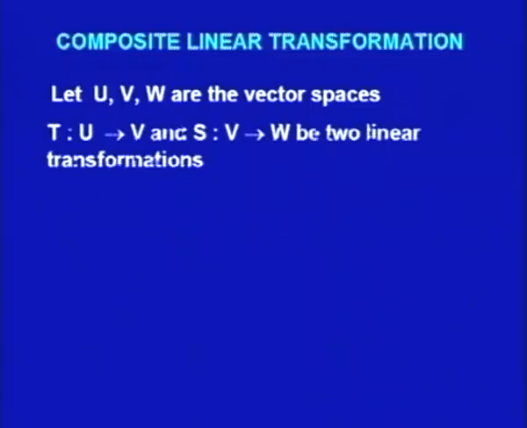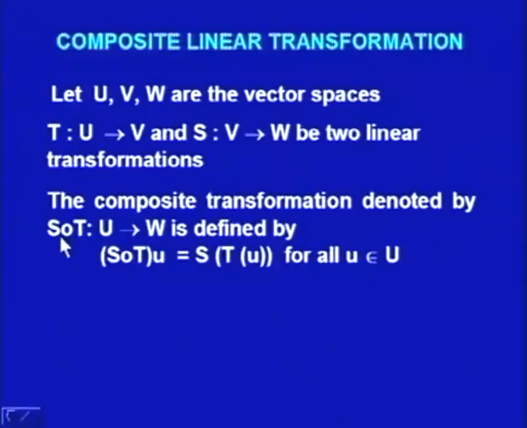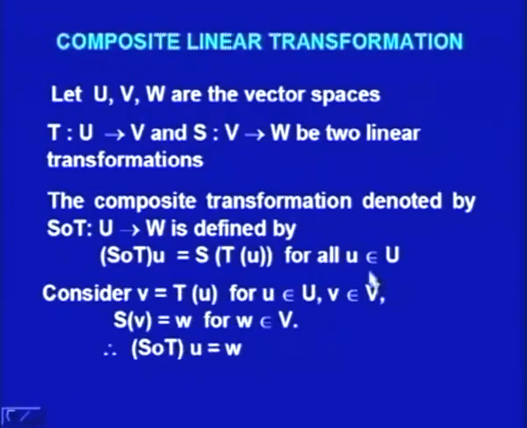So let U, V, W be vector spaces, and we have two transformations T from U to V and S from V into W. Then the composite transformation, which we denote by S composite T, which is from U to W, is defined as SoT, or we call it S composite T of u is equal to S of T u for all u belonging to U. That means if I have a vector u in U, then T u will be in V. So if v belonging to V is equal to T u, then S of v is equal to w for some w belonging to W, and then we say S composite T of u is equal to w.